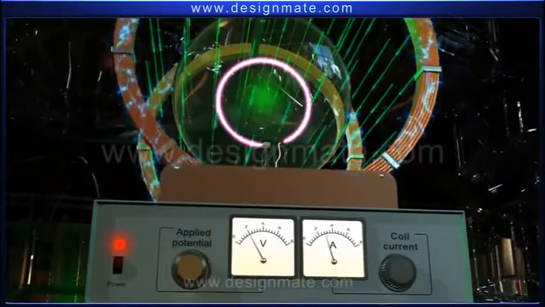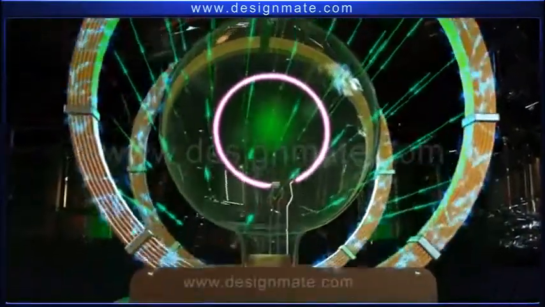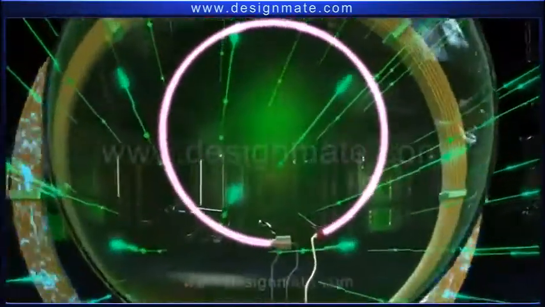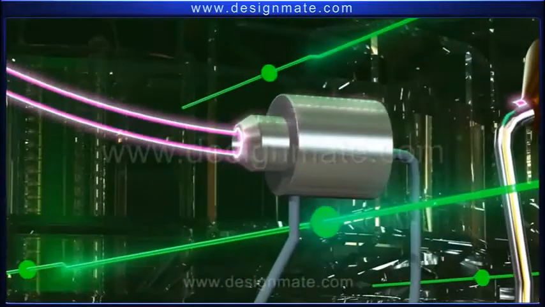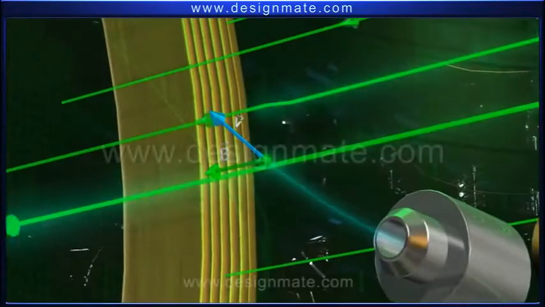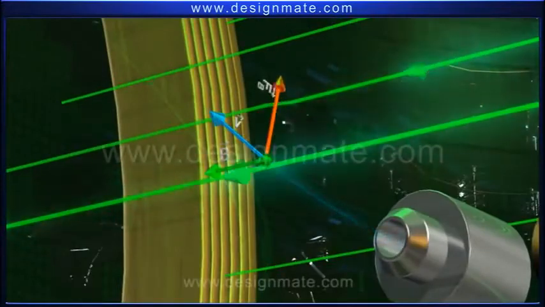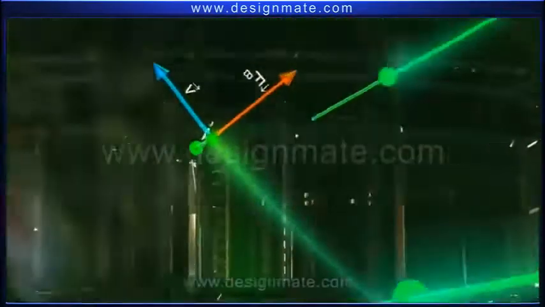When the electron gun is switched on, one can see a bright ring inside the bulb. At a microscopic level, one can see that this is due to the presence of the magnetic field B. The magnetic force Fb forces the electrons into a circular motion as explained earlier.